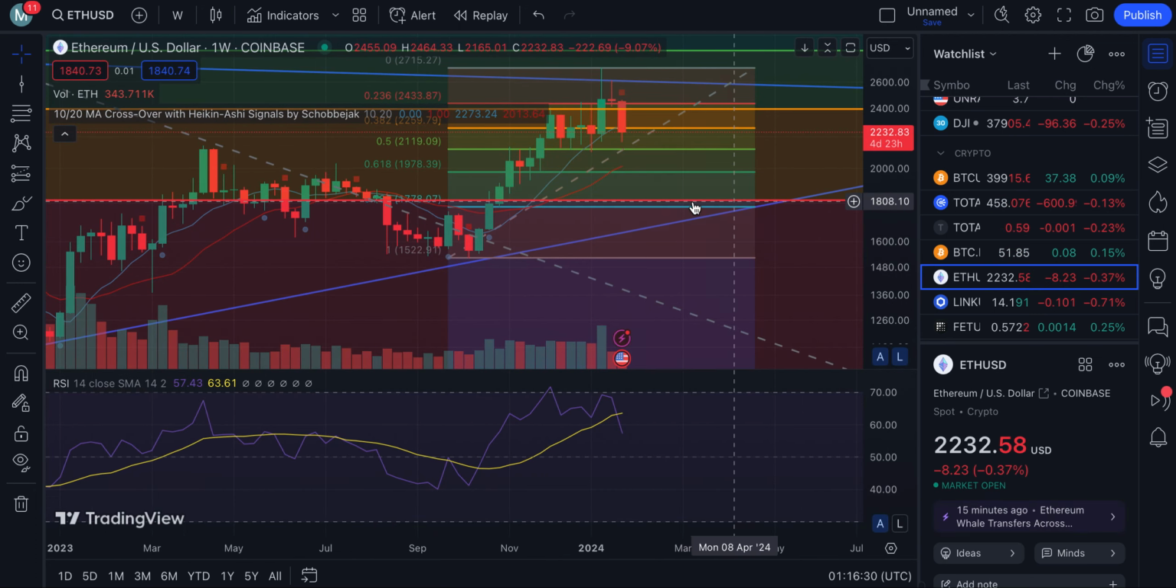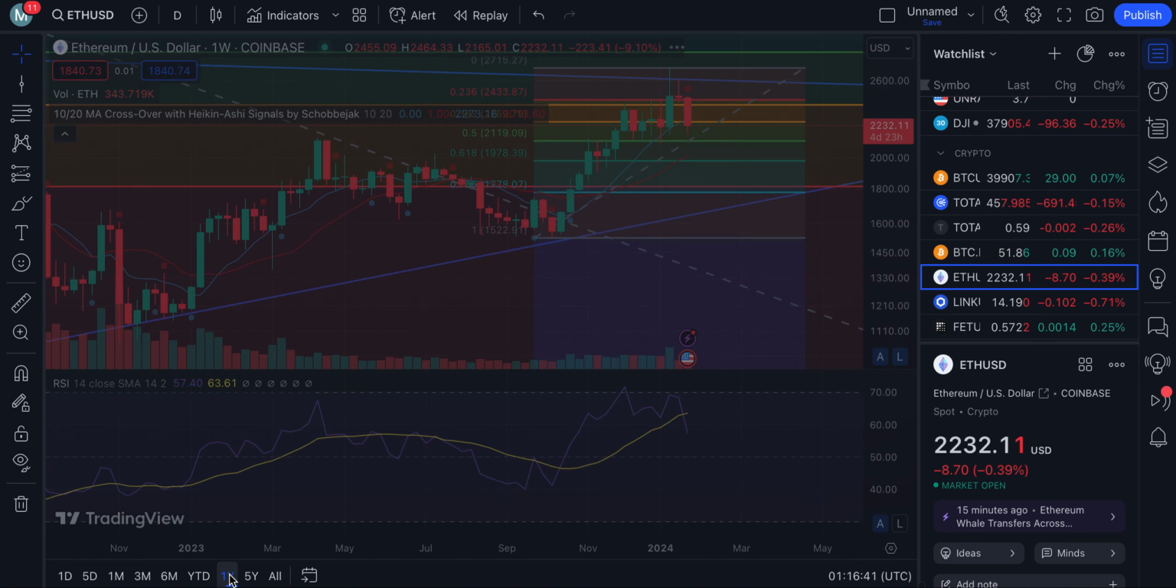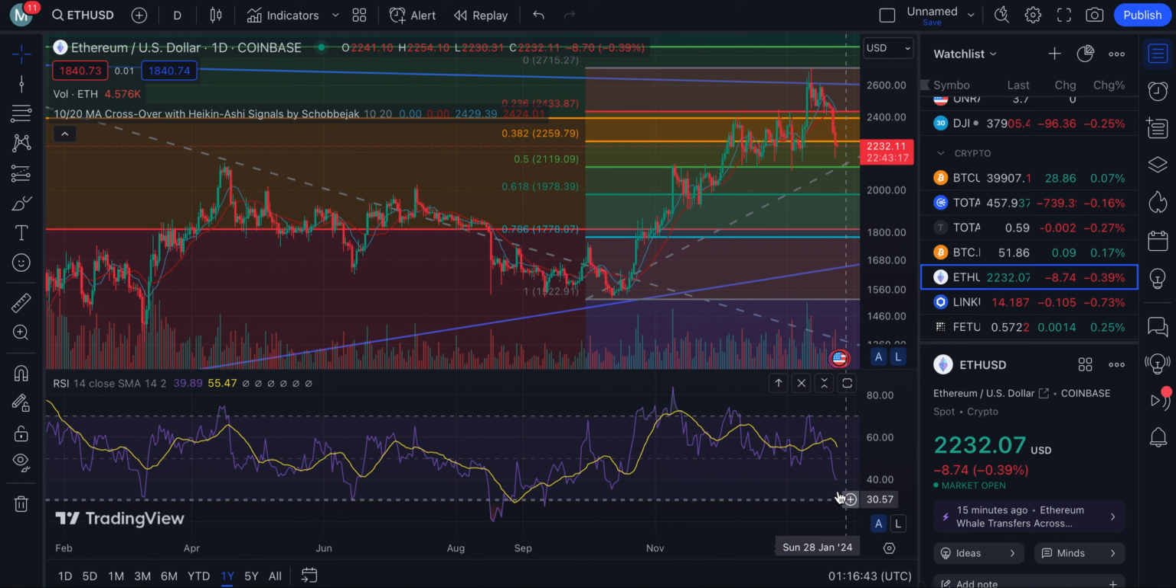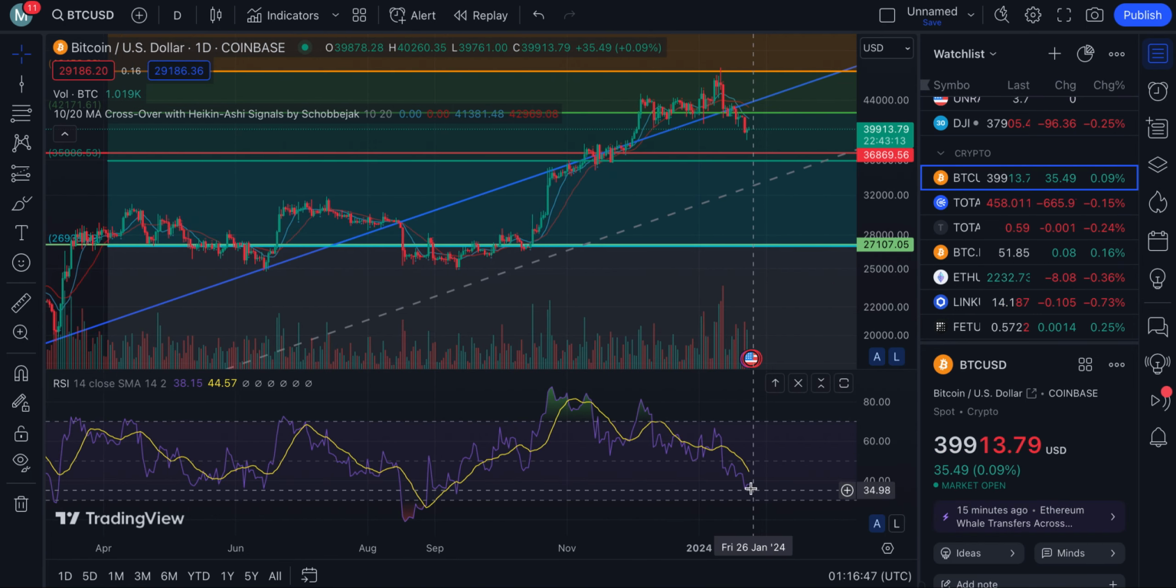With Ethereum, you can see there's a couple different fibs down here, a lot of support. Maybe if it's back down to that 1800 level, not the worst time to buy. And over the last year, where's the RSI? It's getting oversold. Where's Bitcoin on the last year? We have yet to touch the oversold region on the daily, and so I would expect that to happen. And I'm curious where price will be, if it'll be at our 36,000 level.